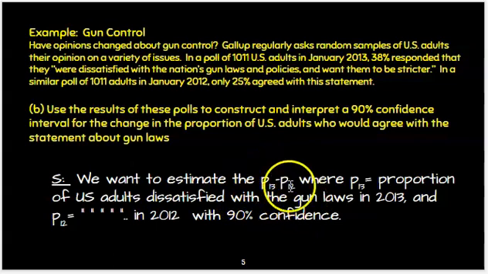That's what this is showing you right here, where P13 is the proportion of U.S. adults dissatisfied with gun laws in 2013, and P12 is the proportion of U.S. adults dissatisfied with gun laws in 2012. And it's okay to use those quotes, you just need to differentiate it. And make sure your labels make sense and you've kind of explained what it is. This is the defining the parameter step we always do. And we put in how much confidence we want to use. Well, we want to use 90% confidence in this question.